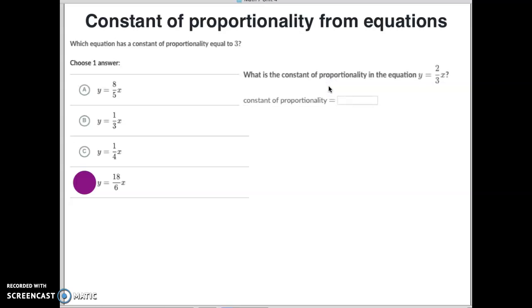Next one. We need to find out what is the constant of proportionality from this equation. But if you remember right, what did I say? It always comes from the number in front of the x. That's right, it comes from right here. So yeah, it's just that simple. The constant of proportionality is 2/3. Hey, we should get through these quickly.